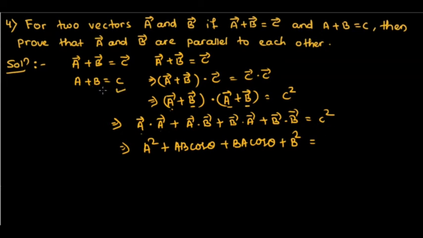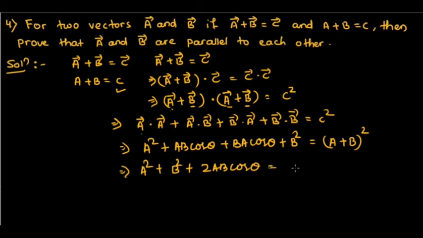And see, c is a plus b, that means c square will be what? c square will be the whole square of a plus b. Is that clear? That implies a square plus b square plus ab cos theta plus ba cos theta, which we can write as 2ab cos theta, is equal to the whole square of a plus b. What formula will come? a square plus b square plus 2ab.